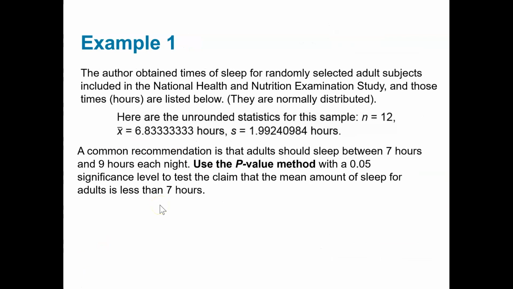So the author obtained times of sleep for randomly selected adult subjects, and they're listed below, and they are normally distributed, so the requirements are met. A common recommendation is that adults should sleep between 7 and 8 hours each night. Use the p-value method with the significance level of 0.05 to test the claim that the mean amount of sleep for adults is less than 7 hours. So our claim is that the mean is less than 7. So let's look at our null and our alternative. Our claim needs to go down here because it doesn't have equality. So our null hypothesis would be that it would be equal to 7.